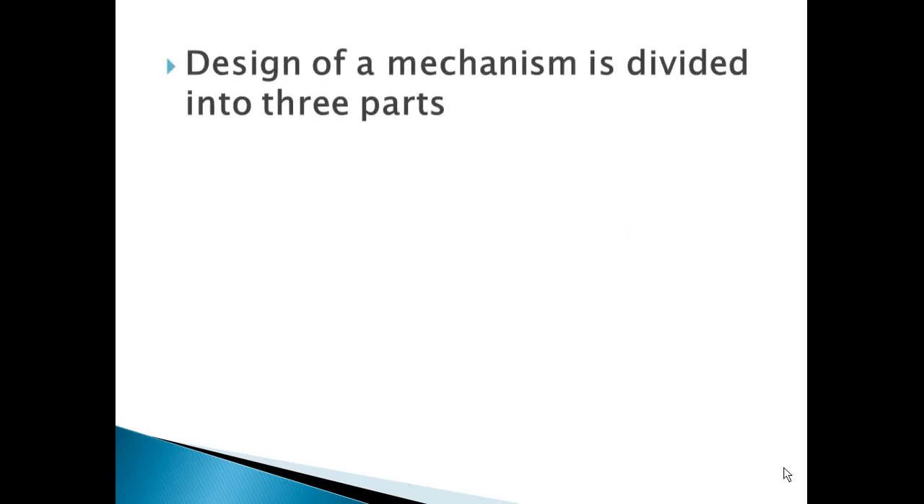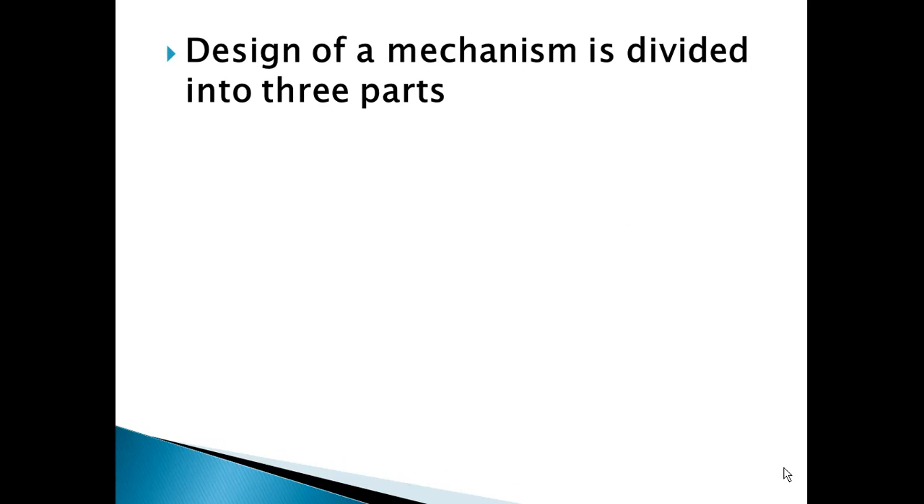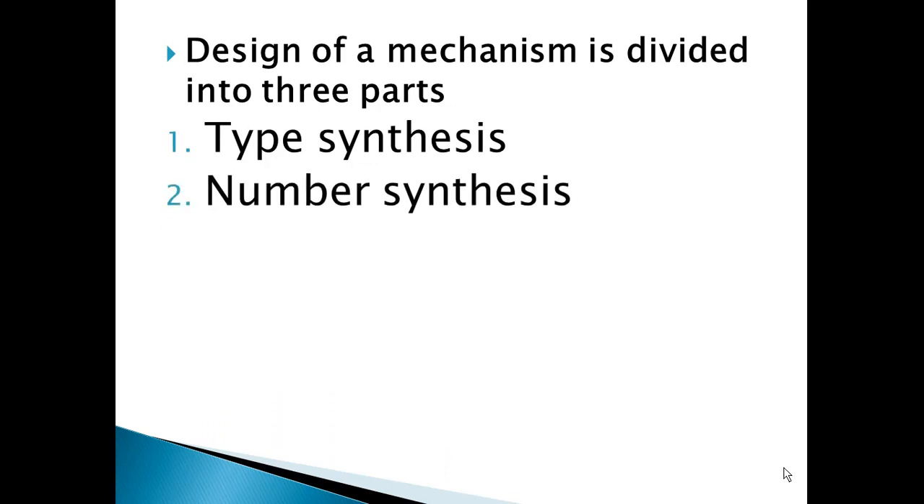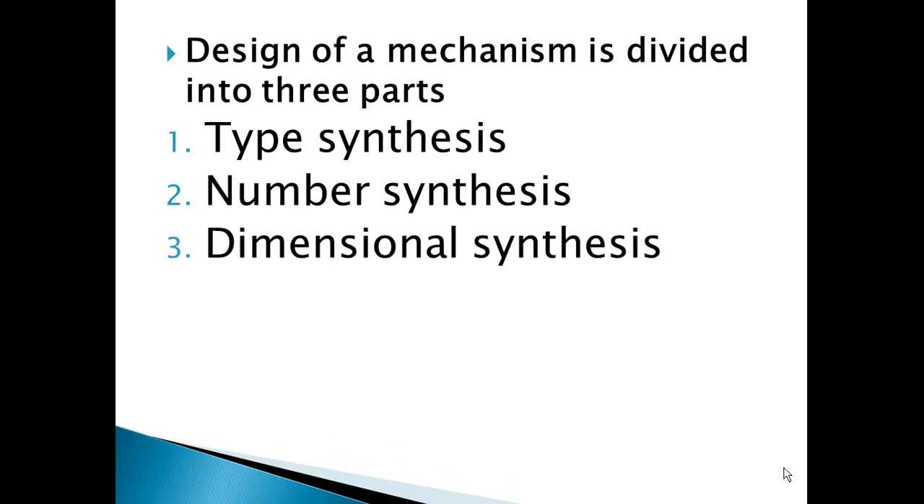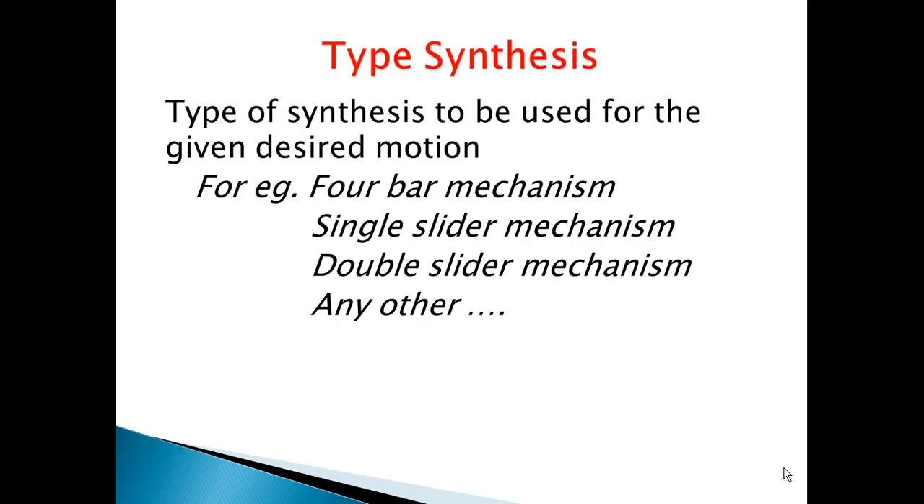The design of mechanism, the synthesis part, is going to be divided into three parts. What are the three parts? First one is type synthesis. Second one is number synthesis, and third one is dimensional synthesis. These are the three parts in which we have to design a mechanism on the basis of a given input motion. So first of all, type synthesis. Type synthesis means, you have a given input motion, and on the basis of the given input motion you have to obtain a desired output motion.